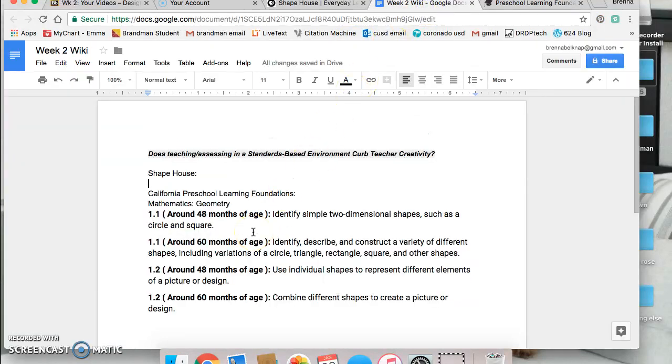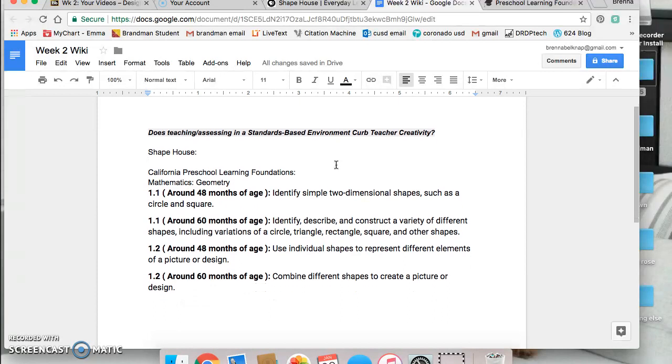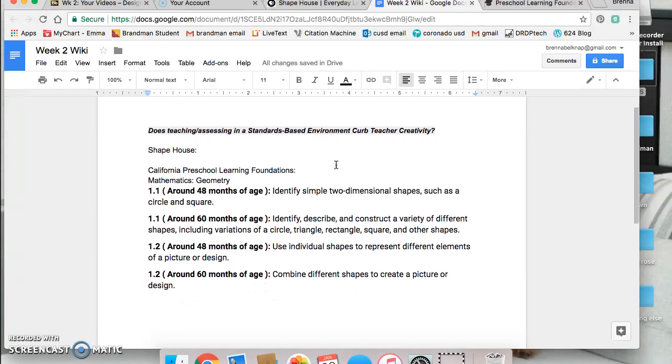So as you can see, teaching inside standards-based environments, I don't think that it curbs teacher creativity. I think that it gives you a healthy parameter on where you can go with the lesson, and it's really just up to your imagination where you take it.